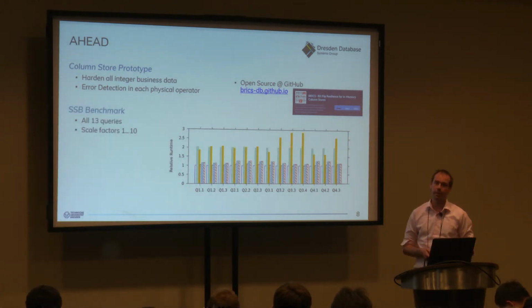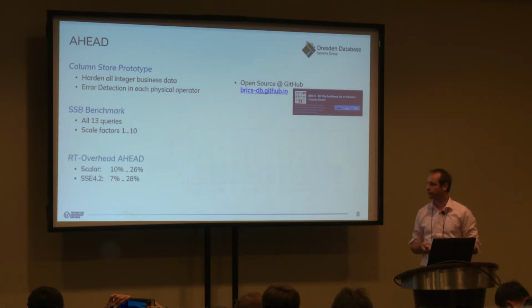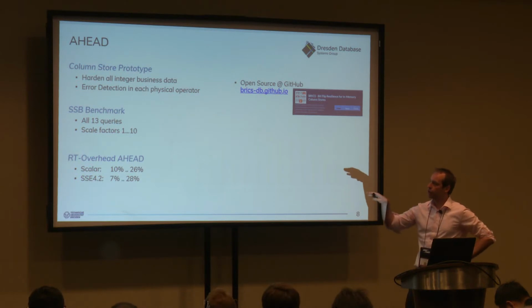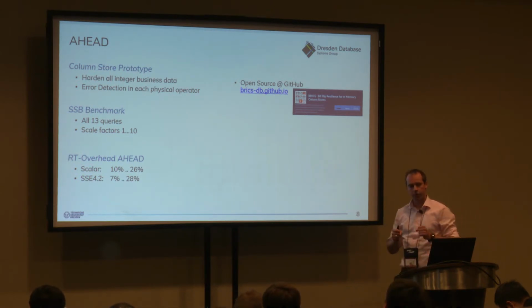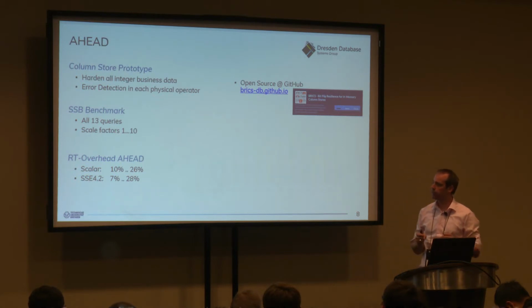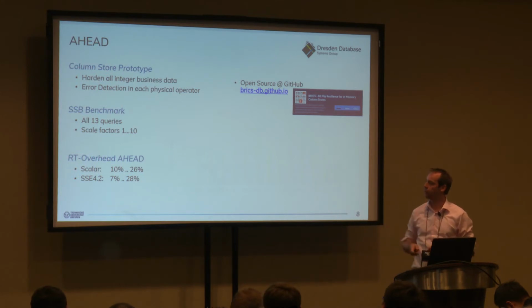So we took the SSB benchmark here and all 13 queries, different scale factors, 1 to 10. And the average runtime overhead for doing error detection on each and every value for the scalar case is between 10 to 26%, and for the vectorized version it's between 7 to 28%.